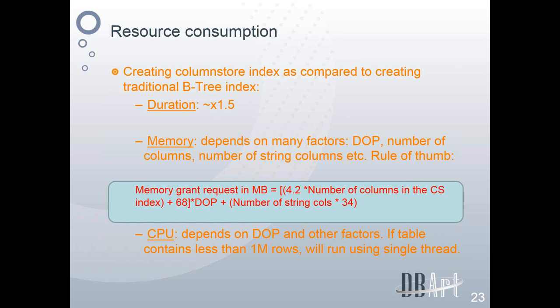Another thing to consider, CPU consumption, of course, depends on degree of parallelism, but if a table contains less than 1 million rows, the Columnstore index will be created using a single thread. On the other hand, I am not sure you will bother creating a Columnstore index on a table with less than 1 million rows.